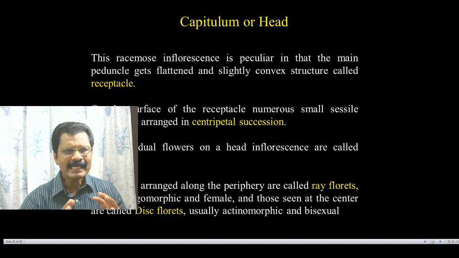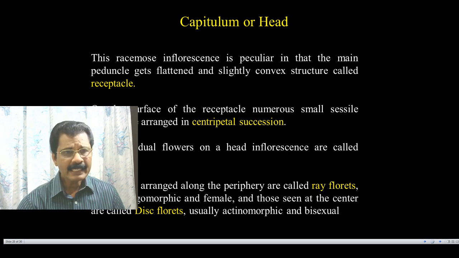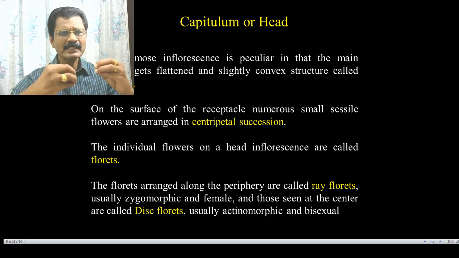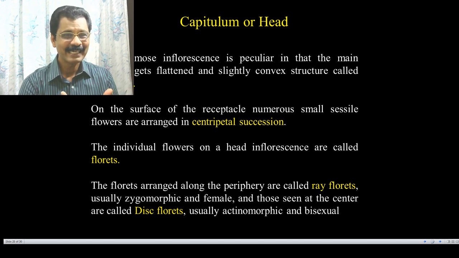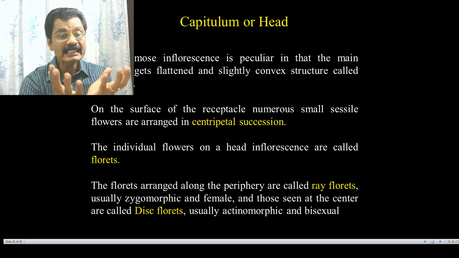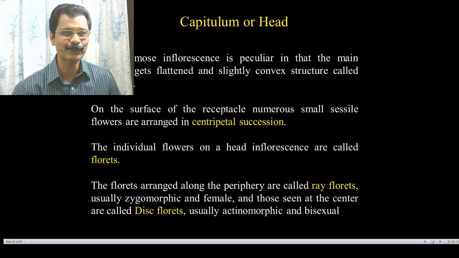This is peculiar in that the main peduncle gets flattened or slightly convex structure called receptacle, and on the surface of the receptacle, numerous small sessile flowers are arranged in a centripetal succession. The individual flowers are called florets. The florets arranged along the periphery are called ray florets, usually zygomorphic and female, and those seen at the center are called disc florets, usually actinomorphic and bisexual in nature.